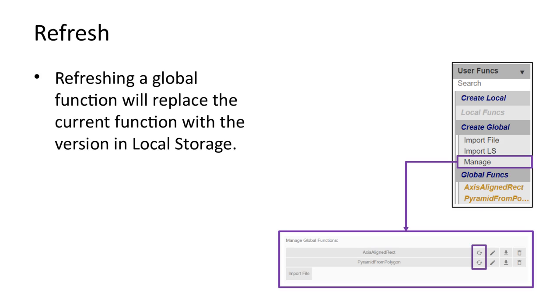Finally, refreshing a global function will replace its contents with the version currently saved in local storage. The refresh operation will look for a match between the global function name and the names of the files in local storage. If a match is found, then the global function code in the main script will be replaced with the code in local storage. In the next video, we will see how this supports a convenient edit and refresh workflow.